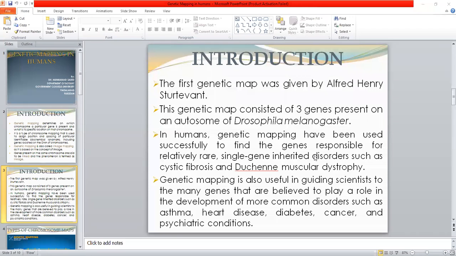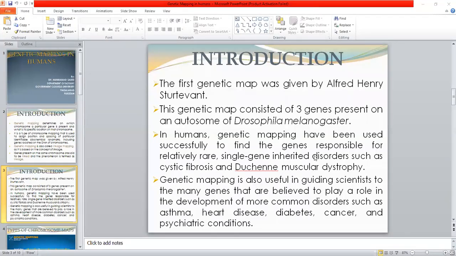Cystic fibrosis is an autosomal recessive genetic disorder in which the functions of the lungs and pancreas are impeded. Duchenne muscular dystrophy is a progressive muscle degeneration disorder.